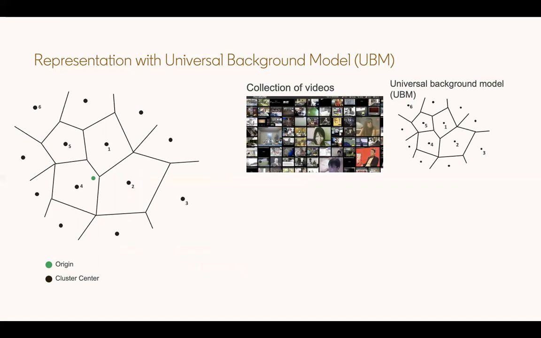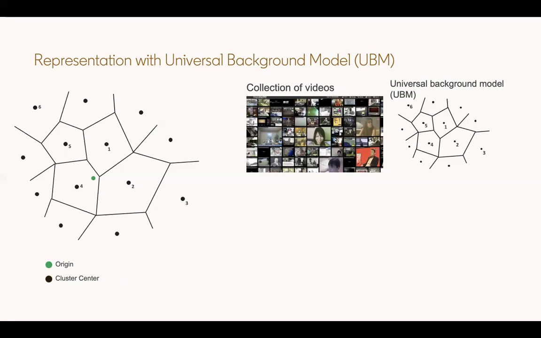So we start off by considering what we call a universal background model. We are not yet talking about how we represent a specific video here. We're talking about this background model that we have to have before we do the video representation. The background model is simply a cluster model. It is trained using k-means clustering or a Gaussian mixture model estimation.